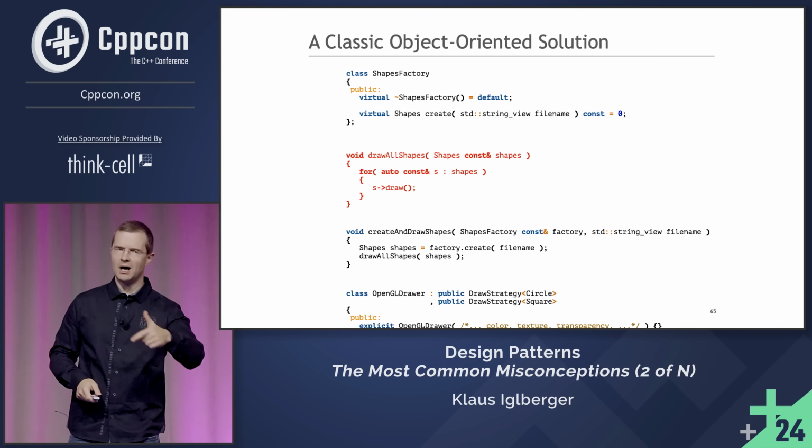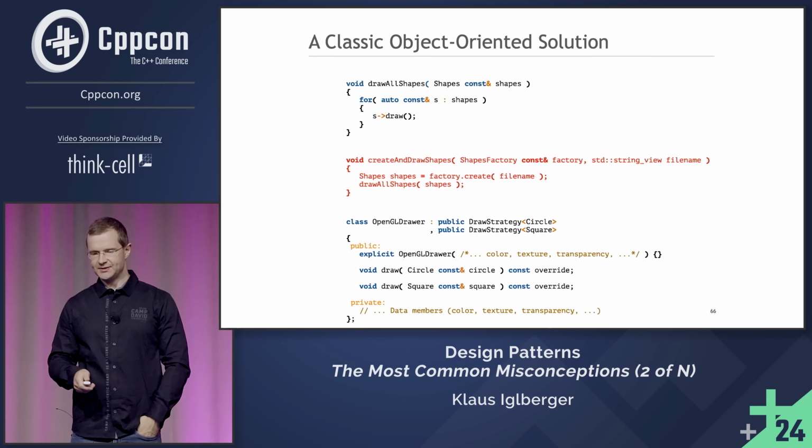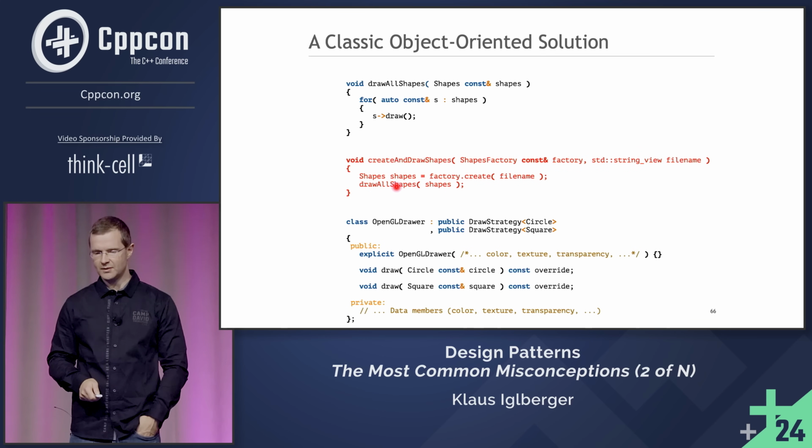And so I can create them, I can draw them. So I want to create and draw shapes. That function would take a shapes factory, it would take a file name, and it would use your factory to produce a vector and to draw all of the contained shapes. Cool.